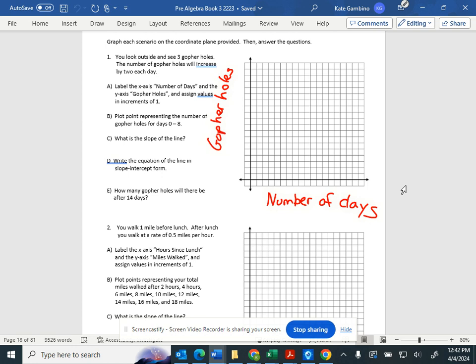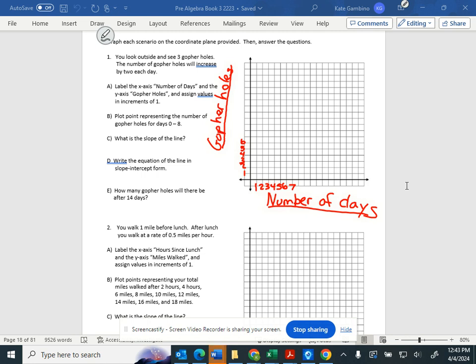Number one says we have a gopher hole, 3 gopher holes, and the holes increase by 2 each day. We're going to label the x-axis down here, number of days, and that y-axis, the y always goes up and down, that's gopher holes. And assign up values in increments of 1. So both the x and the y are going to be in increments of 1. So I'm going to number them, 1, 2, 3, 4, 5, 6, 7, and so on. And going up, 1, 2, 3, 4, 5, 6, and so on going up.